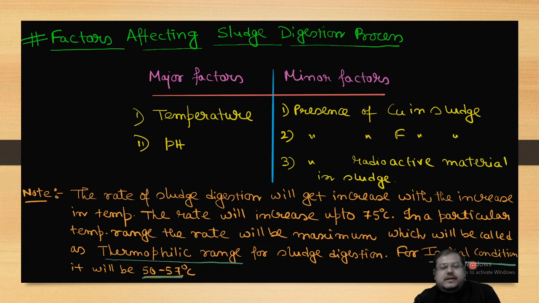In case of major factors, the rate of sludge digestion will get increased with the increase in temperature. The rate will increase up to 75 degrees centigrade. In a particular temperature range, the rate will be maximum, which will be called as thermophilic range of temperature digestion. Thermo means heat, philic means loving. For Indian condition, it will be 50 to 57 degrees centigrade.